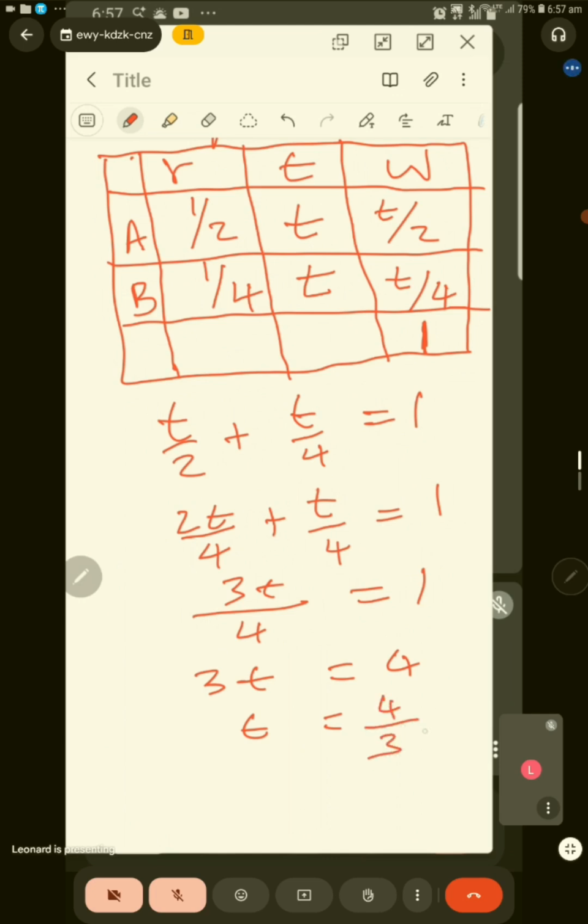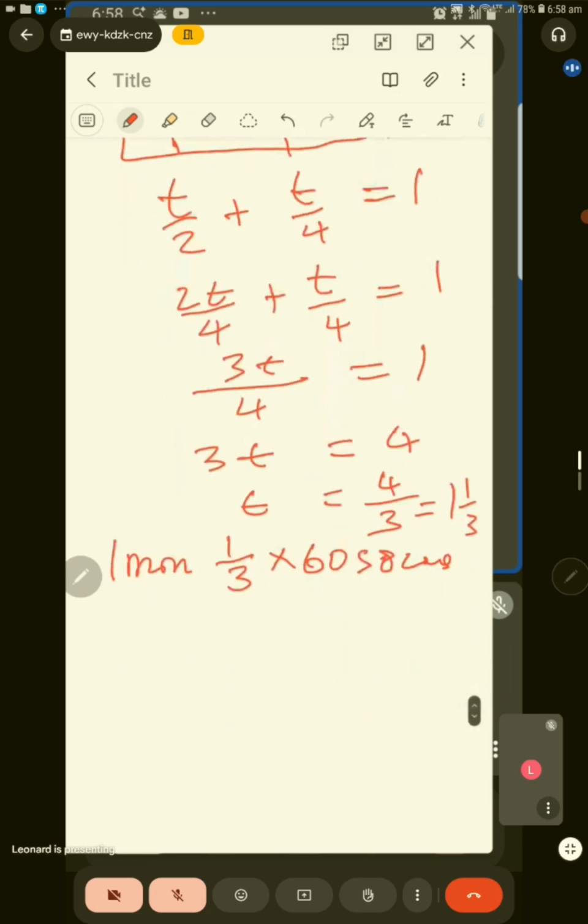4/3 is the same thing as 1 whole number 1/3, right? Remember that this is in minutes. That is 1 minute. Now let's convert 1/3 minute to seconds. That is times 60 seconds. Remember, 1 minute equals 60 seconds. So 1/3 minute equals 1/3 times 60 seconds. So this will now give us 1 minute, and 60 divided by 3 is 20 seconds. Remember, that is the 20 seconds we got before.